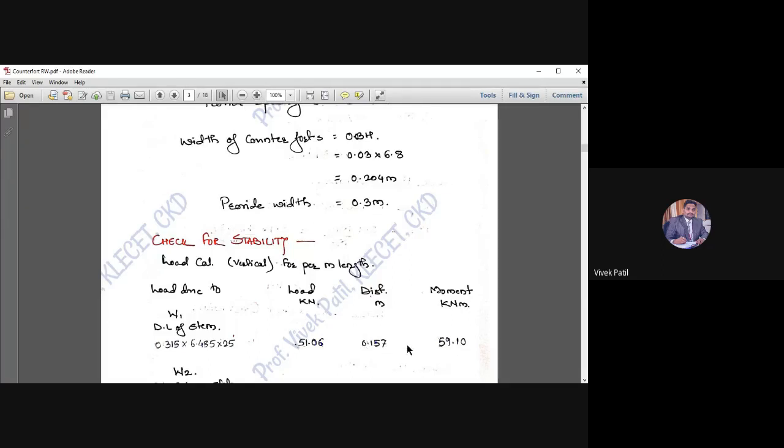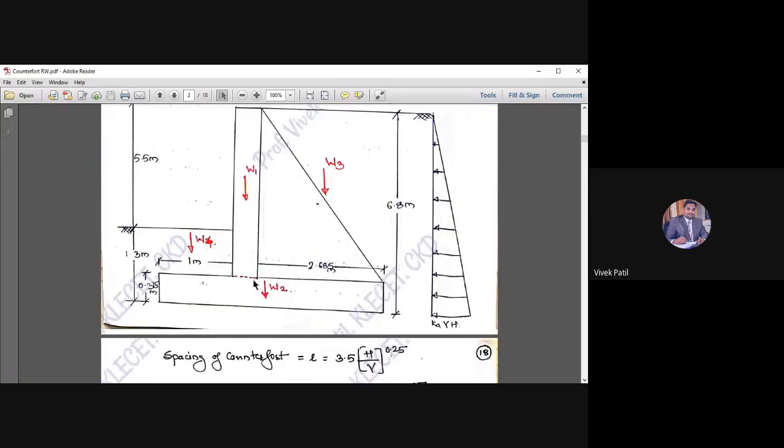Okay, 1.157. So just calculate the moment, whether it is 59.10. Yes, sir, 59.10. Okay, so that is the moment from the dead load of the stem. Similarly, we will calculate the value of W2.